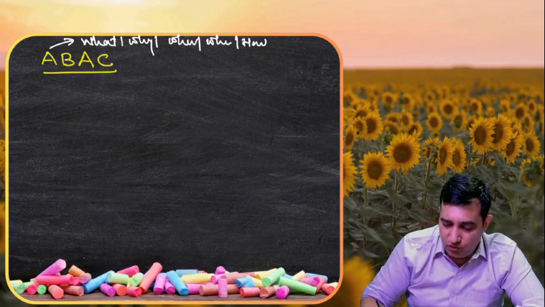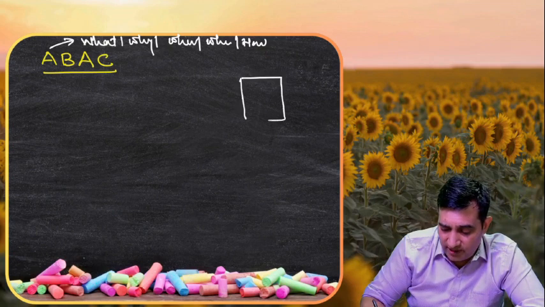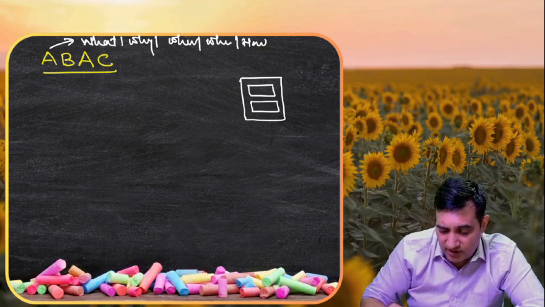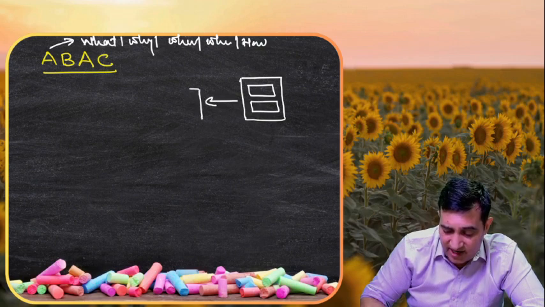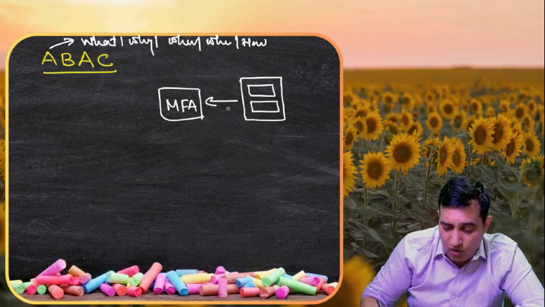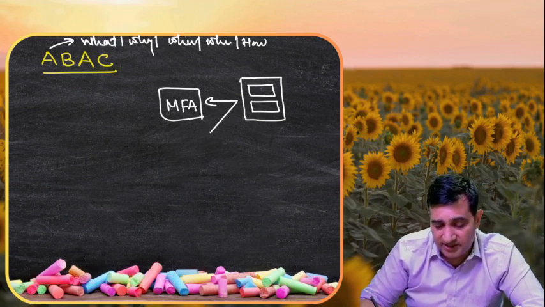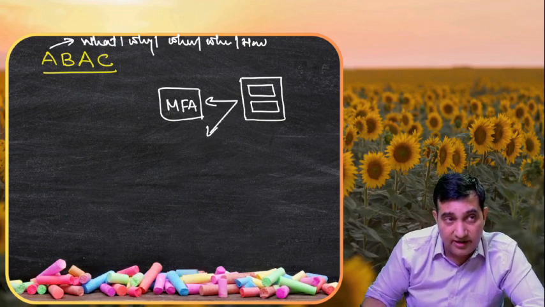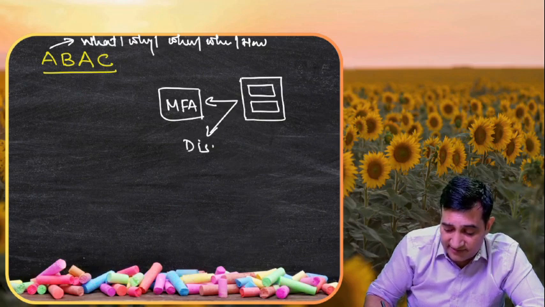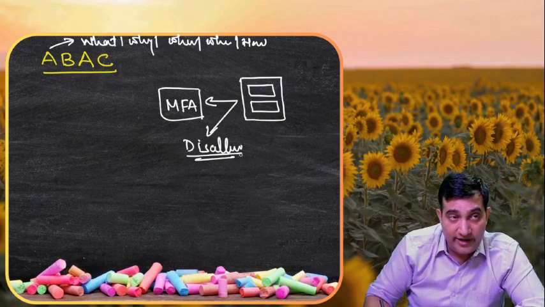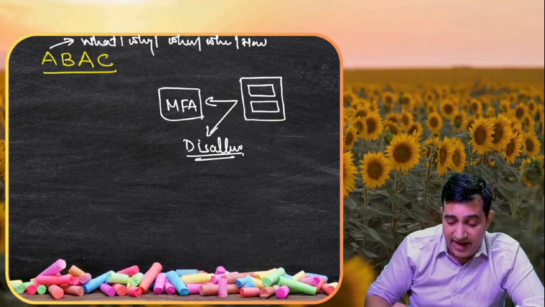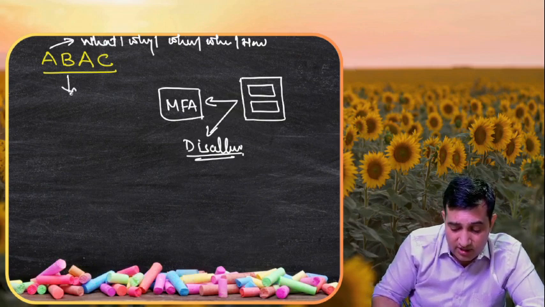So let's say you log in to a particular portal and you have provided the right username and password, and after that the system asks you for another level of multi-factor authentication, or even if multi-factor authentication is not there, it is still able to disallow you the access. Why? Because attribute-based access control works on top of role-based access control.